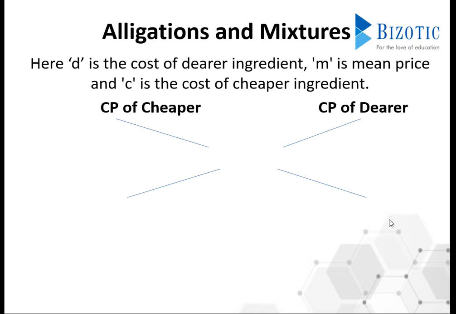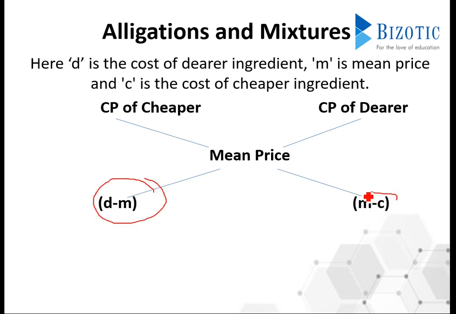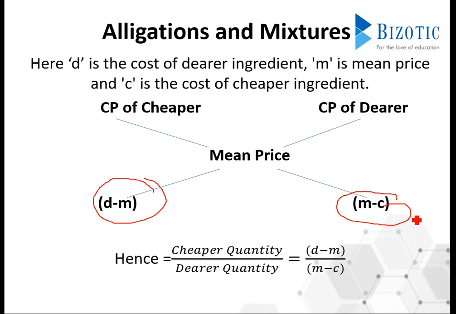CP of cheaper to CP of dearer, where CP is the cost price, is in the ratio D minus M to M minus C. So you can now remember it even better: D minus M divided by M minus C. DM, MC. If you remember that, then you can solve alligations in a perfect and well-defined manner, and you can verify this when we start dealing with problems. So the formula will be D minus M divided by M minus C, which is equal to cheaper quantity divided by dearer quantity.